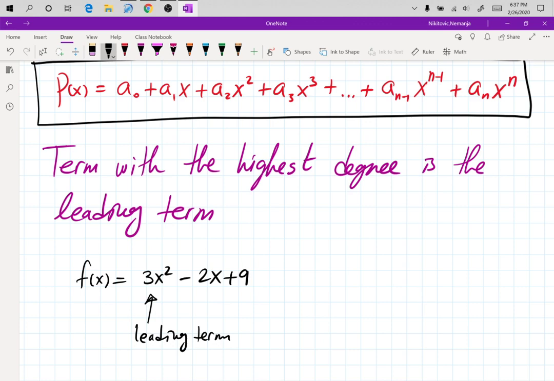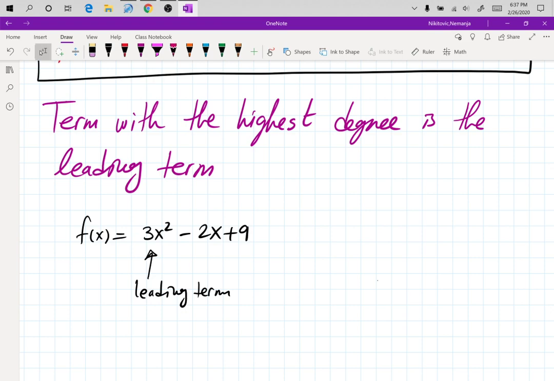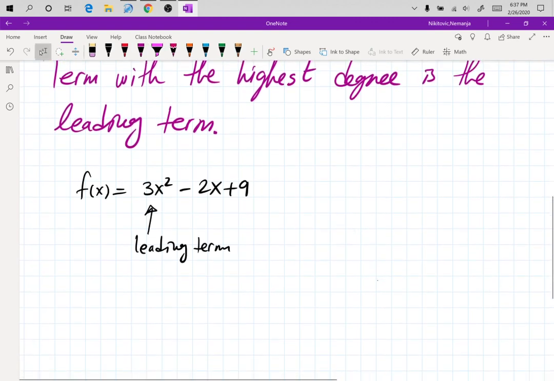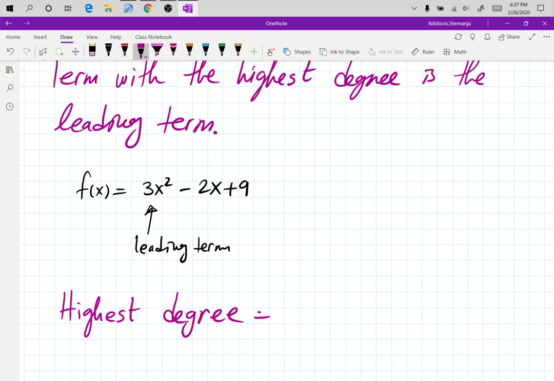Next order of business is to say that highest degree equals the order of the polynomial. This is a place where you get tripped on the exam too, for some reason. Please remember this one. Highest degree equals the order of the polynomial. So my highest degree in the upper one is 2, so the order of that polynomial is 2.